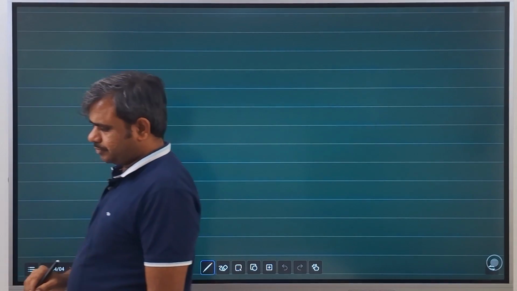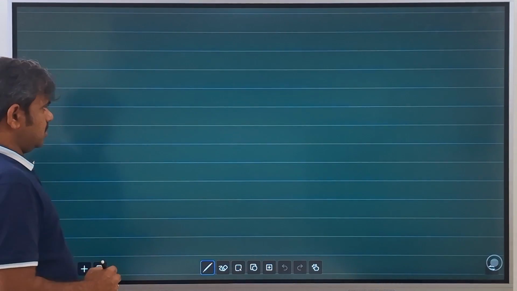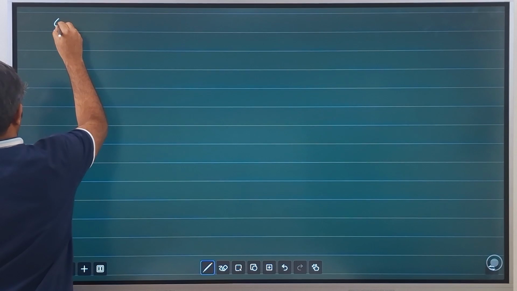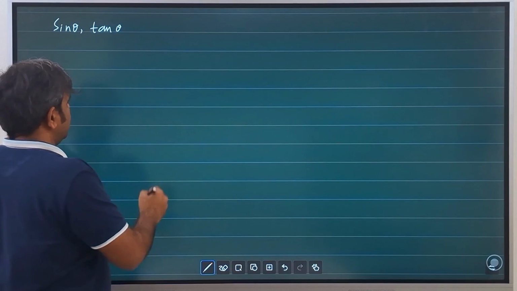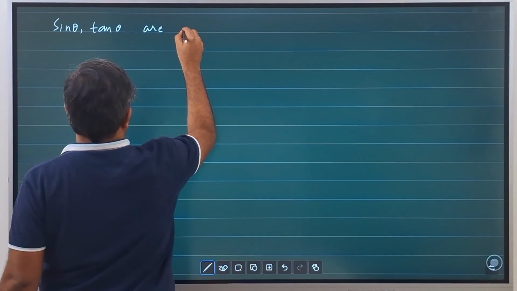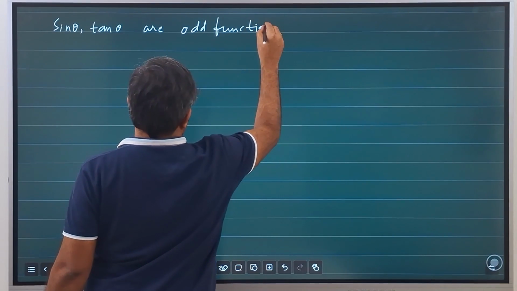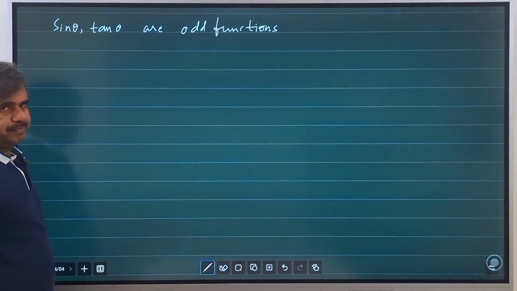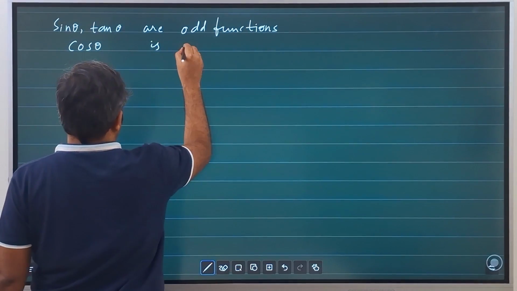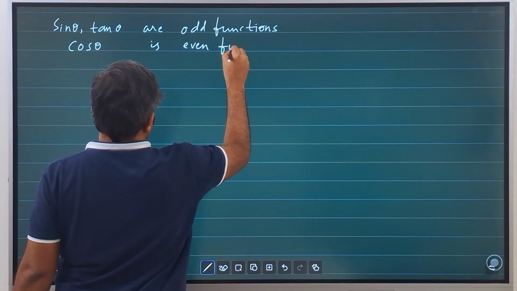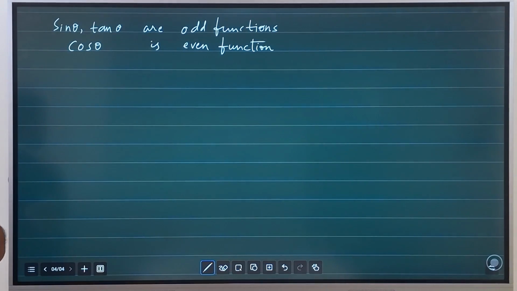Well, the first one that we are going to discuss is the following. Sine theta and tan theta are odd functions. We will discuss what it means. And cos theta is even function. Let's understand what it means.